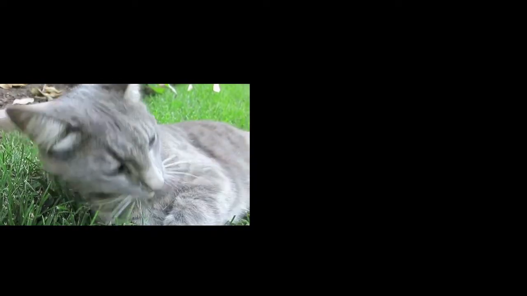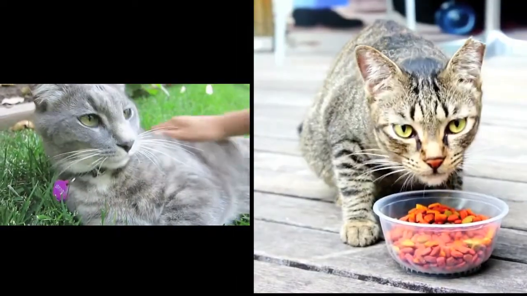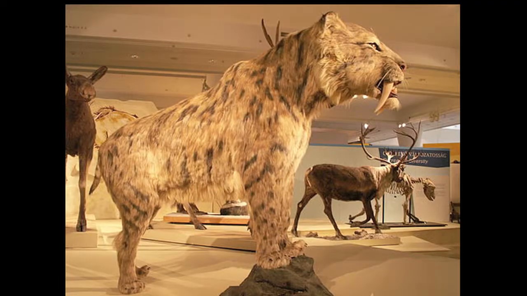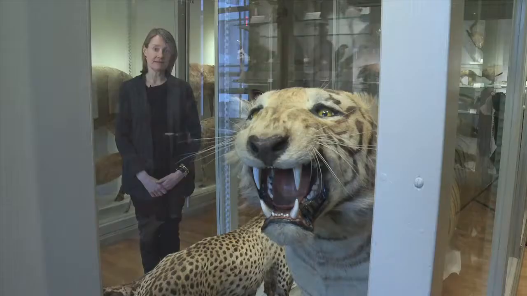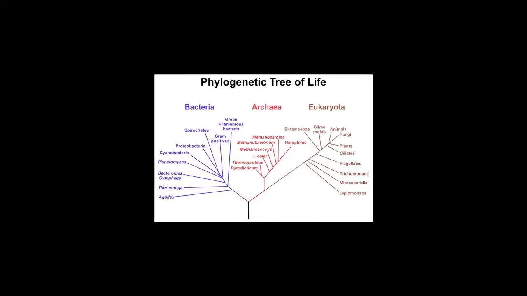You can see these same physical characteristics in your house cat, as well as extinct cats like this Ice Age Smilodon, the saber-toothed cat. The reason we see these similarities is they are connected through evolution. What does that mean? Remember that great tree of life?